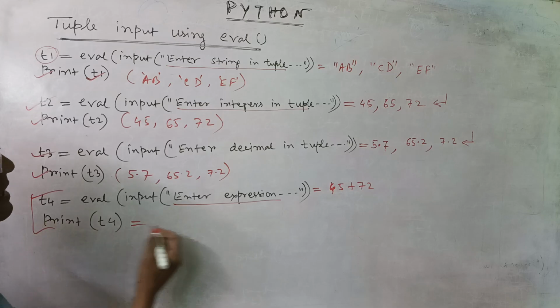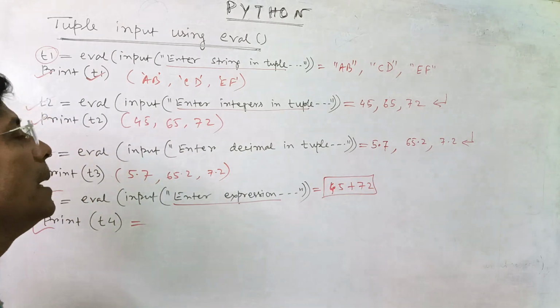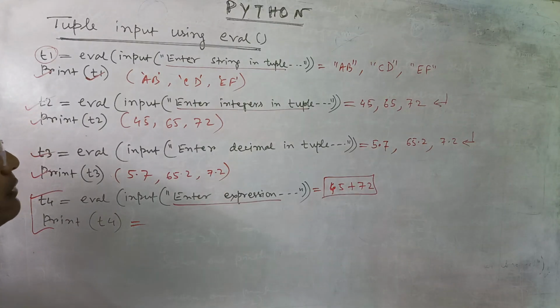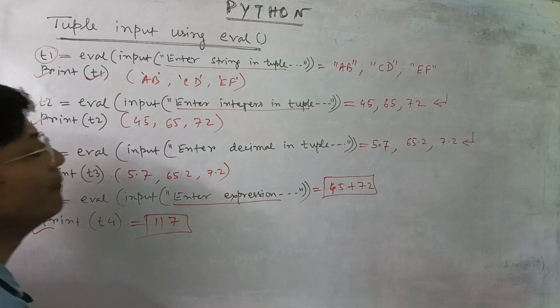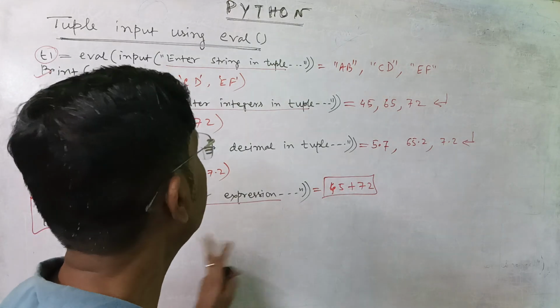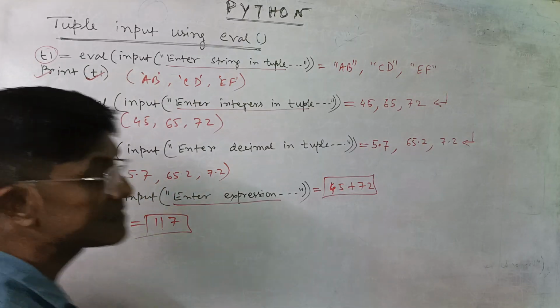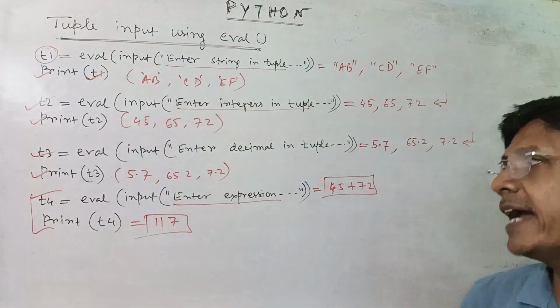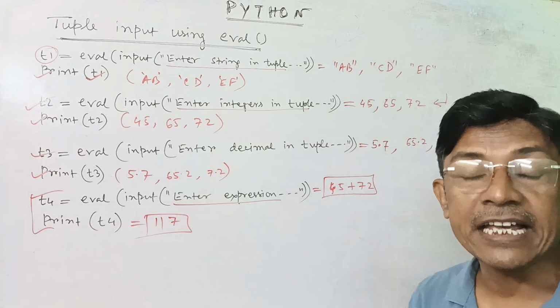So if you print this result, it is just like an expression, 45 plus 72, the result will come. It is 7 and 11. This will come. So 5 and 2 is 7, and 4 and 7 is 11. So this is the answer we will get. So sometimes we can solve the expression in this way using the eval.